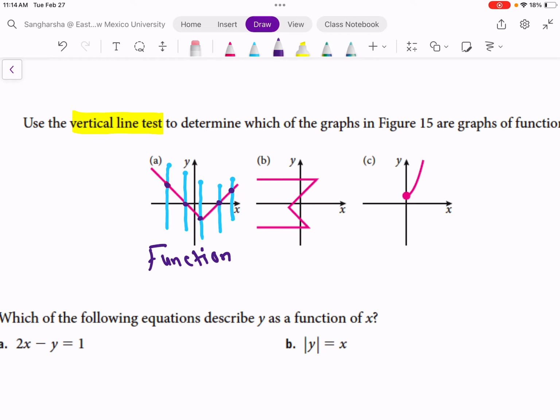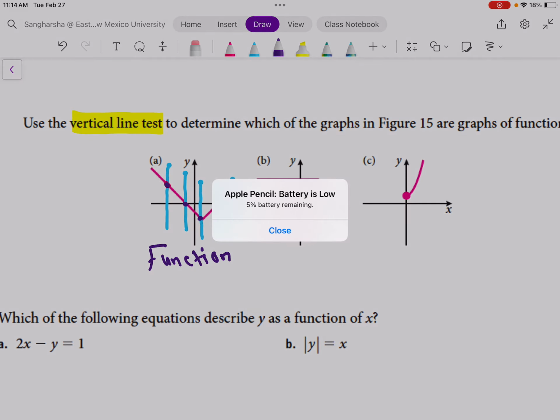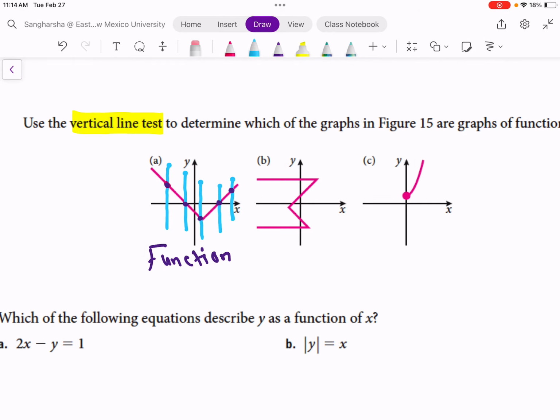Now the second graph, and we do the same thing. We draw a vertical line, and if the vertical line crosses more than once, then it is not a function. Here the vertical line crosses at 2 points, and here it crosses at 4 points, so this graph is not a function. And this is the vertical line test. Every vertical line has to cross exactly once to be a function.